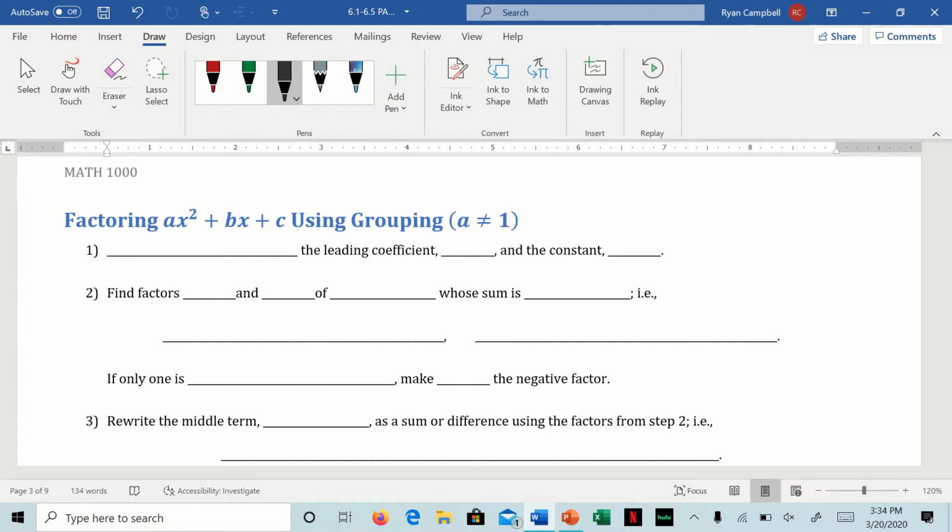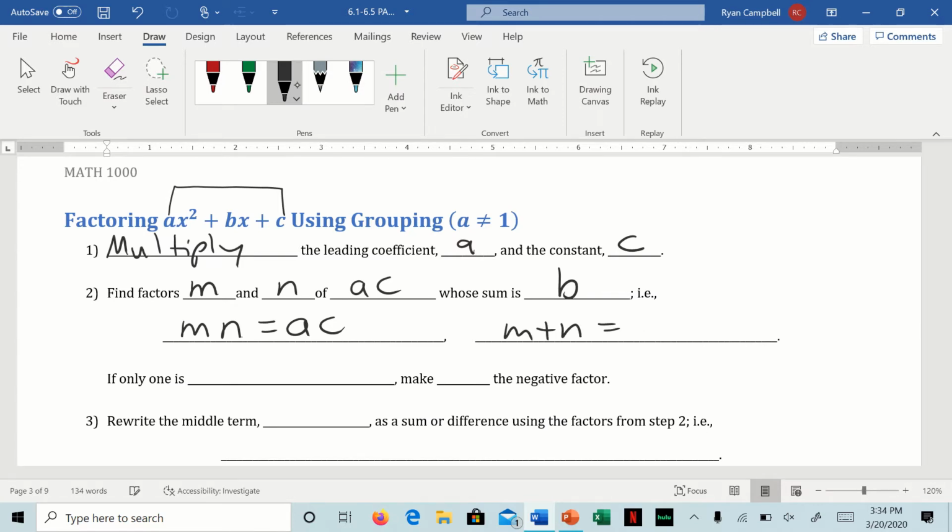All right, so we are at the point. So how do we factor this thing? So step 1, we want to multiply the leading coefficient a by the constant c. So the number in front of the x squared, we want to multiply it by the constant by itself. Then we want to find two factors of AC whose sum is b. So another way to say that is, what two numbers multiplied get you a times c and added get you b. And this might sound familiar because we actually did this, right?